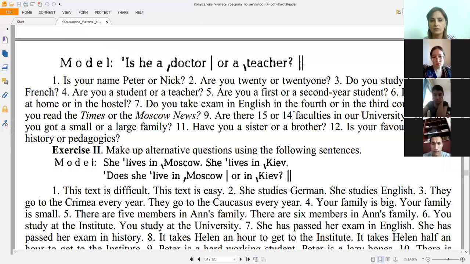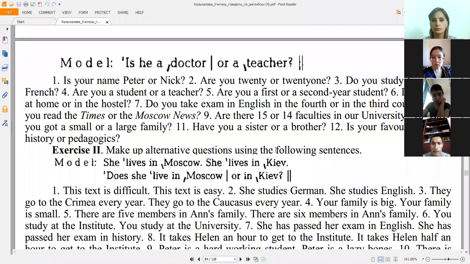Again, here, pay attention. The second part here is pronounced with the low falling nuclear tone, not the low rise, because the speaker is not so sure, is not so interested to know your response. So that is why he has used the low falling nuclear tone in both. The next example, is your name Peter or Nick? Is your name Peter or Nick?